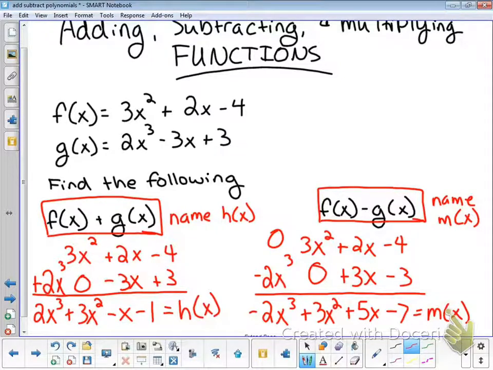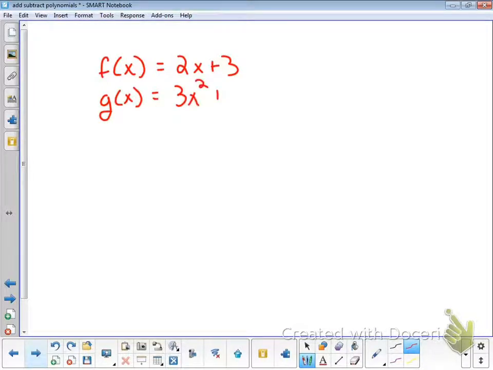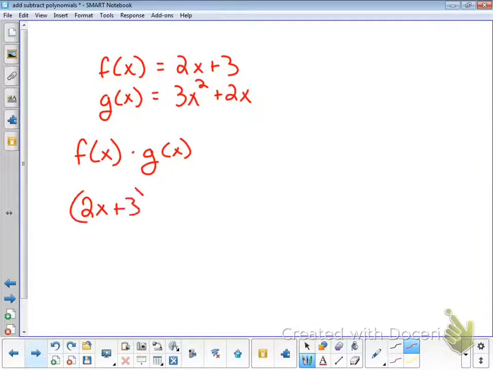Now, of course, if I asked you to multiply these, it would read f of x times g of x, and you would multiply them, but we'll do one that's a little bit easier. So on the next page, let's say we've got f of x equals 2x plus 3, g of x equals 3x squared plus 2x, and you have to multiply f of x times g of x. All we do is multiply them like we've been multiplying. 2x plus 3 times 3x squared plus 2x, and I'm going to distribute.